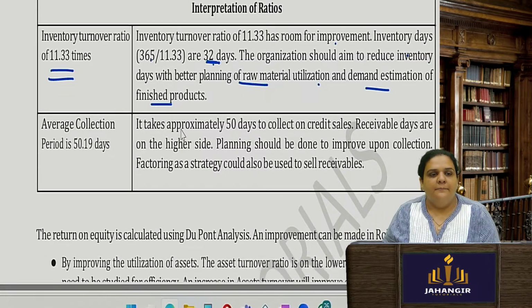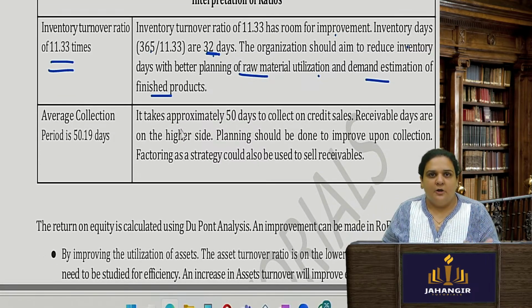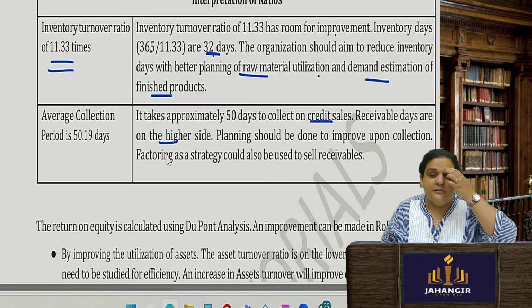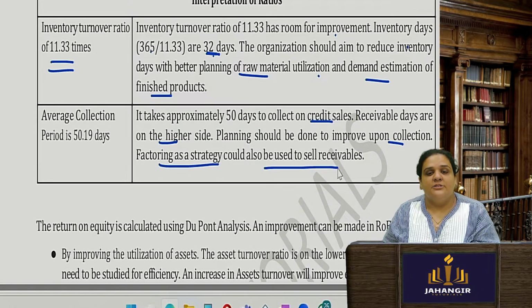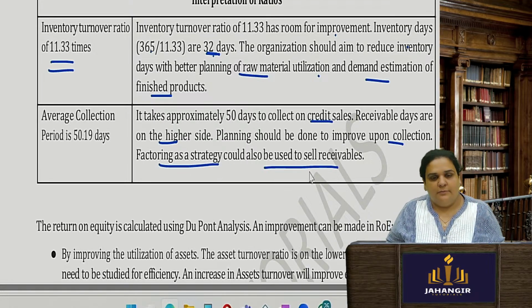Average collection period is approximately 50 days. So it takes 50 days to collect on the credit sales. Receivables are on the higher side. 50 days means almost 2 months. Planning should be done to improve the collection. Factoring as a strategy can be used to sell your receivables.